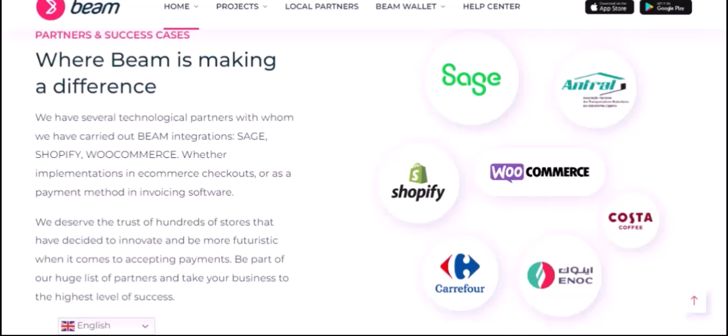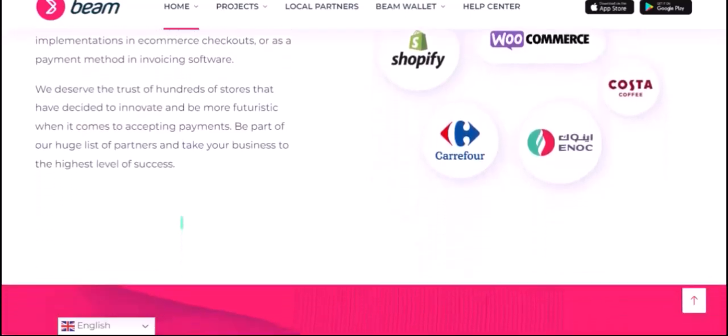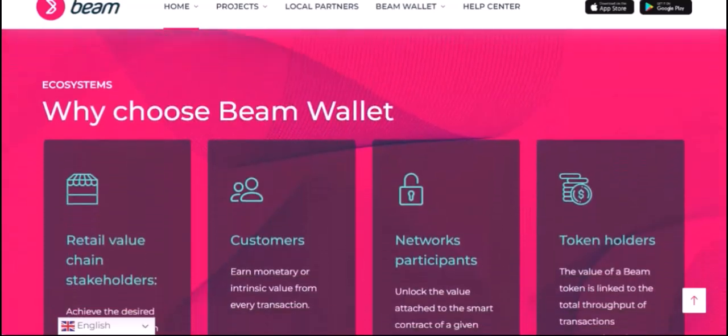The future of Beam. As the blockchain landscape continues to evolve, Beam has the potential to play a significant role in various industries. Its focus on privacy and security aligns with growing concerns about data protection and surveillance.